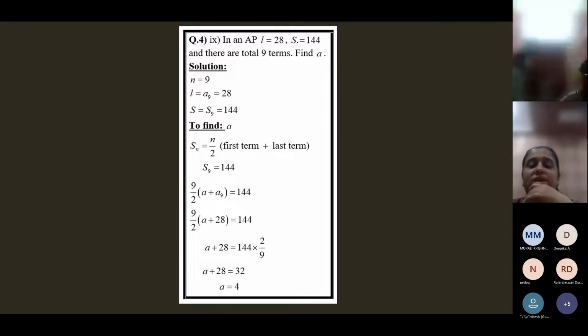And S means S9. If nothing is given, it's S9 because there are a total of 9 terms. So that means S9 is equal to 144.